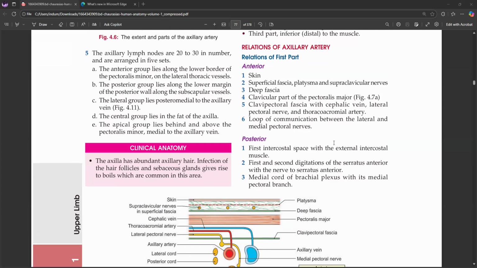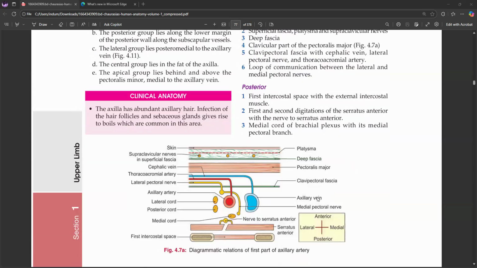Deep fascia, clavicular part of the pectoralis major, figure 4.7a. Clavipectoral fascia with cephalic vein, lateral pectoral nerve, and thoracoacromial artery. Loop of communication between the lateral and medial pectoral nerves. Posterior: first intercostal space with the external intercostal muscle, first and second digitations of the serratus anterior with the nerve to serratus anterior.